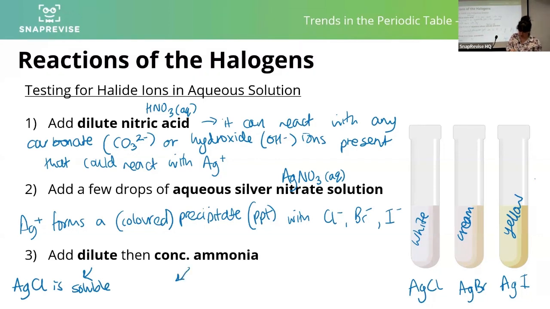If we then add concentrated ammonia, AgBr is now soluble in concentrated ammonia. So if my precipitate dissolved in concentrated ammonia but not dilute, I'd know it was AgBr. And then AgI is insoluble in both, so it stays as a precipitate. So it's another way of proving what compound you've got.